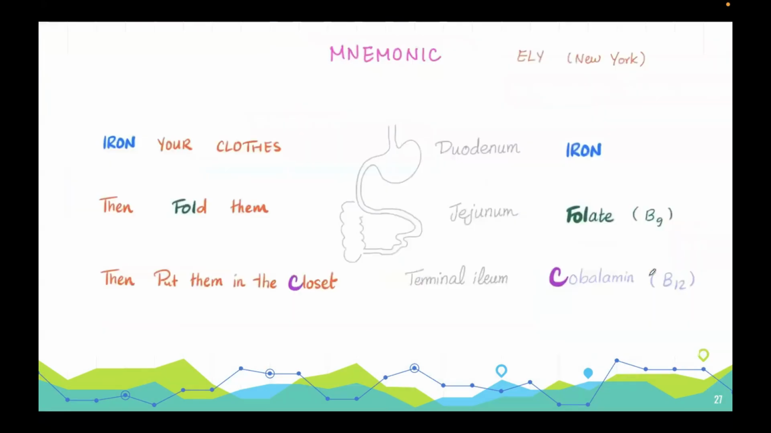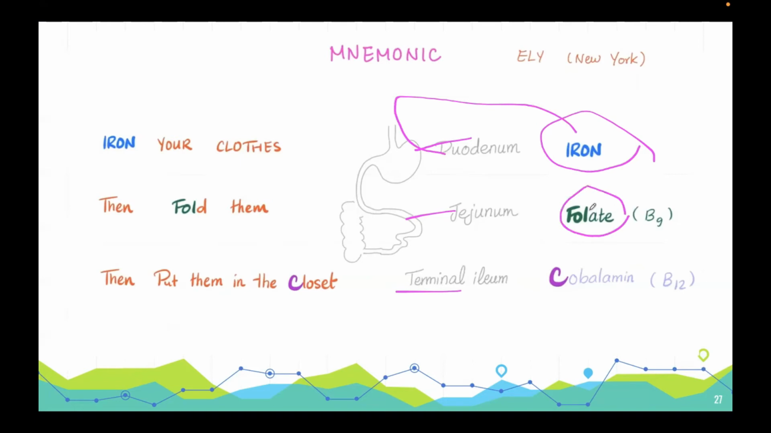So, ito meron tayong mnemonics for the absorption of your vitamins. So, tatandaan po natin, tingin lang tayo na maigi sa screen, yung pagkakasunod-sunod. So, for the anatomy of your GIT tract, we have yung duodenum muna, syempre, tas pababa, jejunum, and then terminal ileum. Okay, pababa po yan. So, duodenum, jejunum, and terminal ileum. So, your iron, it is absorbed in your duodenum. Your folate, or your folic acid, it is absorbed in your jejunum.